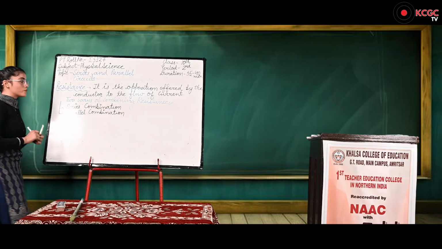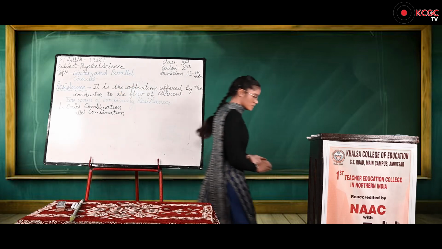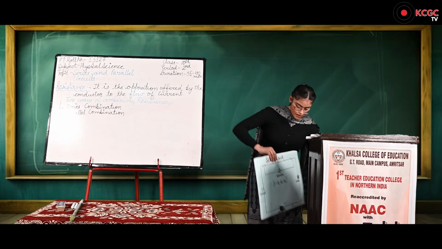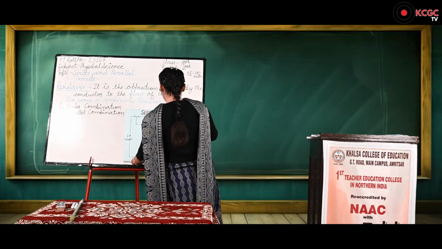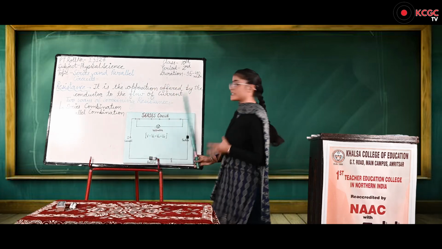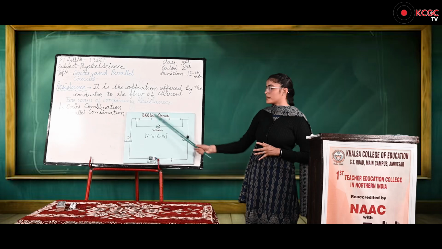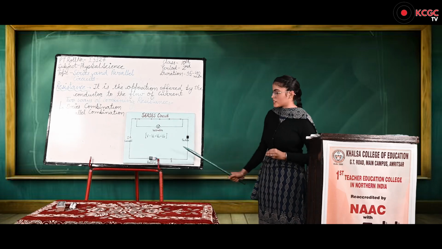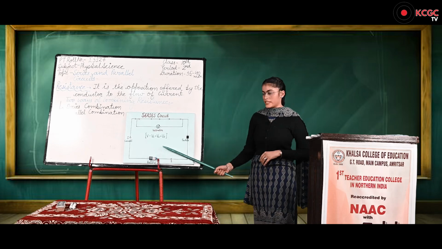So students, firstly we will do the series combination. Before doing that, I will show you the model of a series circuit, and you have to identify which parts it is made up of. So this is the series circuit. We have three bulbs here. In this connection we have the switch here. Here is the battery. Very good.